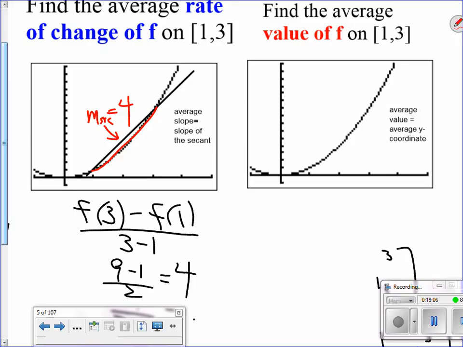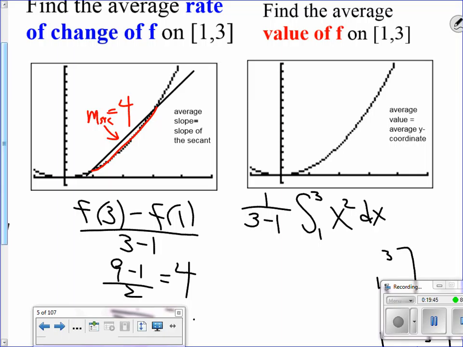Now, in the other part, we have the average value of our function y equals x squared on the interval from 1 to 3. Average value. So we have y coordinates that are changing, the y's go from 1 up to 9. We want to know what the average y coordinate is. So what do we do for this one? What do I write for it? 1 over 3 minus 1, good. Our function is x squared.